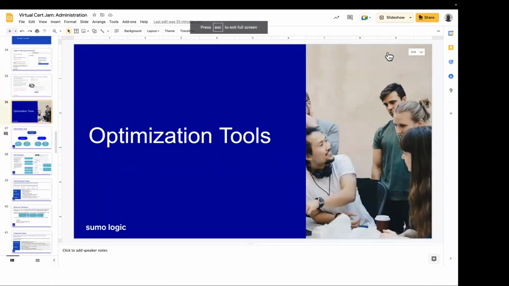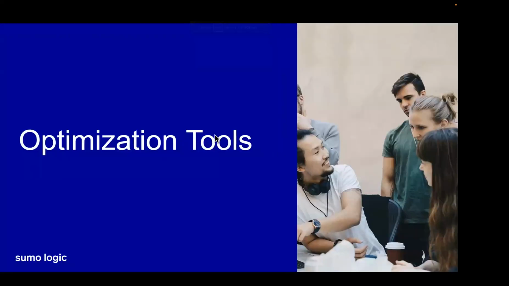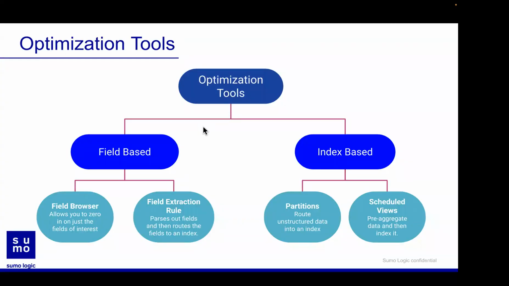Optimization tools is where we are, ladies and gentlemen. All right, so in this chapter, we're going to talk about our optimization tools approaches. There are 2 approaches: a field-based approach for optimization, and the index-based approach for optimization.